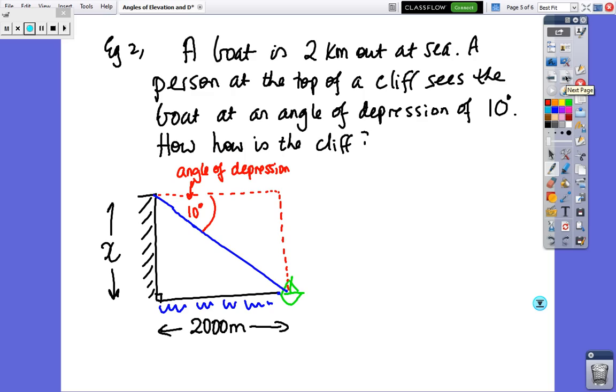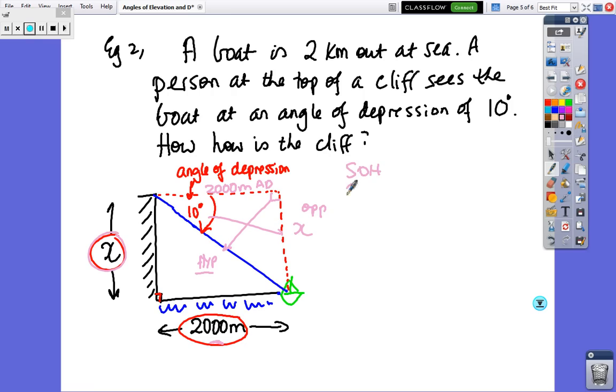Okay, so looking at the next one, a boat out at sea. There's the sea down the bottom, there's the 2,000 metres, there's my right angle. The person sees the boat at an angle of depression of 10 degrees, and the question is, how high is the cliff? You can call that any letter. Now, you've got two choices. At this stage, the easiest choice is just transfer the numbers. So that 2,000 can come up to there, and that x can come across to there, and the right angle is in that corner there. There's nothing on the hypotenuse. x is the opposite, and then that's the adjacent.